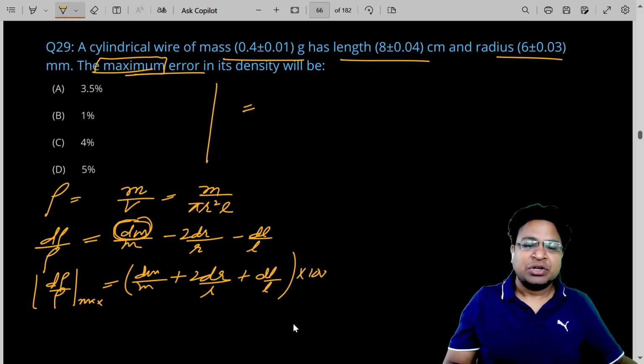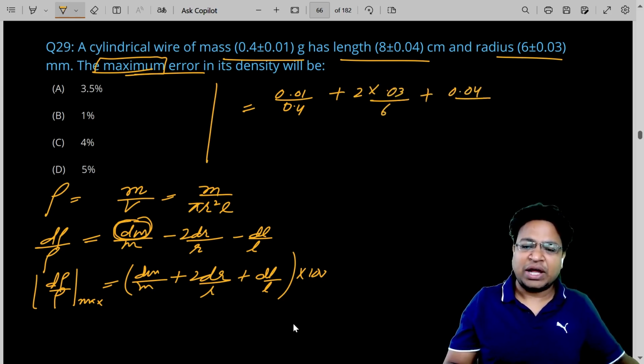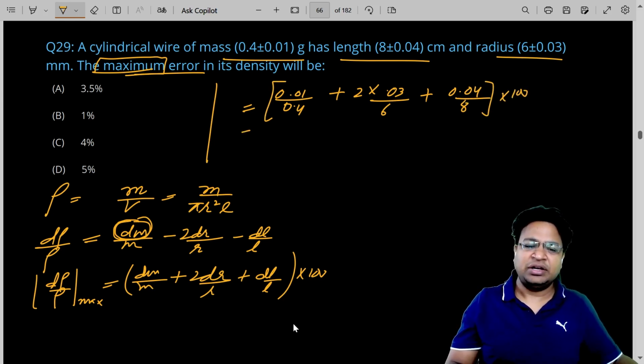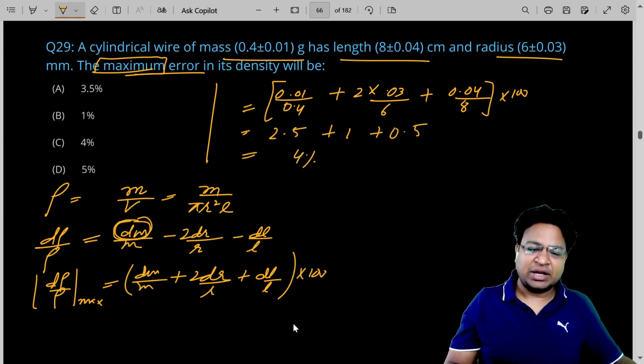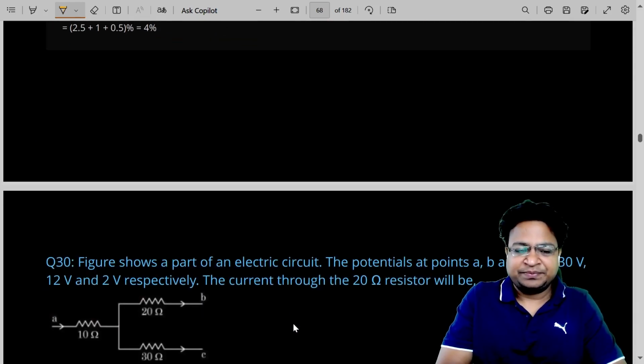I'll finish the calculation here. So dm here is 0.01 divided by 0.4, and then we will have 2 times the radius. So dr is 0.03 and the radius is 6, and dl is 0.04 and this is 8. So we'll multiply this entire thing by 100. I'll take the 100 inside. So it will become 1 upon 0.4, that becomes 10 by 4, which becomes 2.5. Then the next becomes 3, it becomes 1, it becomes 4 by 8, which is 0.5. So ultimately we can see an error of 4%, and option C will become the right answer. So option C is the right answer here.